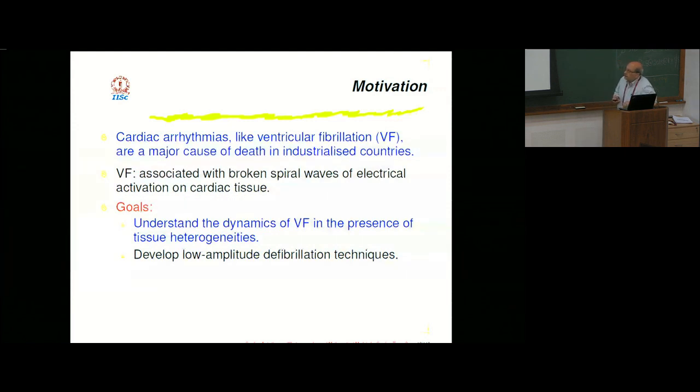Cardiac arrhythmias, like ventricular fibrillation, are a major cause of death in industrialized countries, and on this scale, India is industrialized. As we will see, ventricular fibrillation is associated with broken spiral waves of electrical activation on cardiac tissue. So the goal is to understand the dynamics of ventricular fibrillation in the presence of all sorts of tissue heterogeneities which always exist in cardiac tissue, and eventually to develop low-amplitude defibrillation techniques. What that means, I will tell you as we go along.